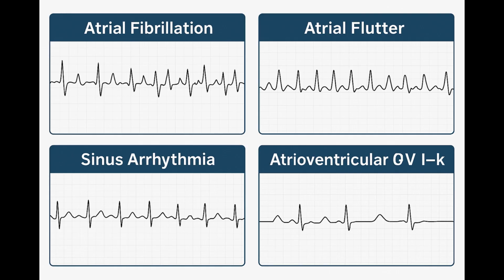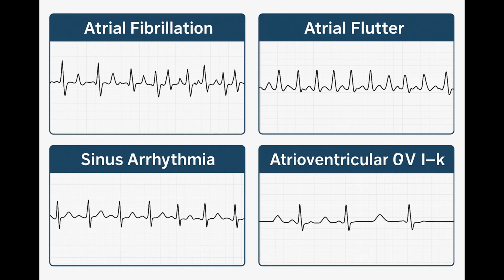And third-degree AV block. Complete heart block. Total disconnect. The P waves march along at their own atrial rate, and the QRS complexes march along at their own slower ventricular rate. There's absolutely no relationship between them. Ps and QRSs are completely dissociated. Needs a pacemaker urgently. Right.